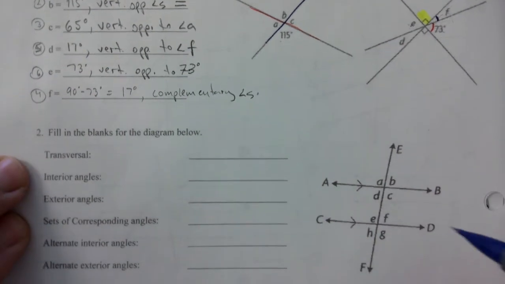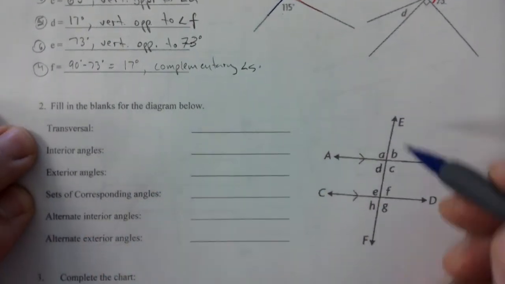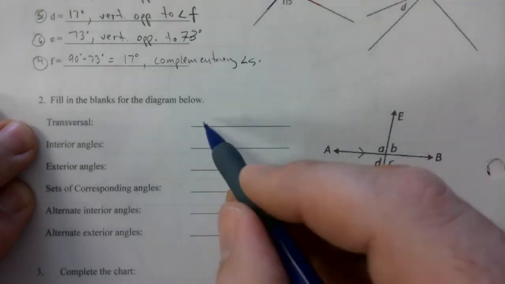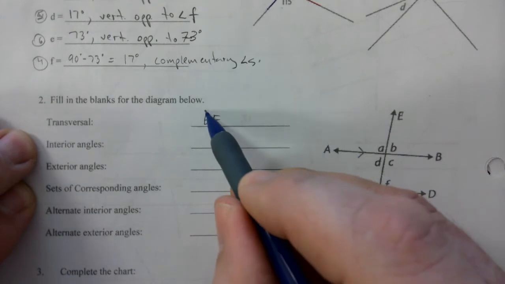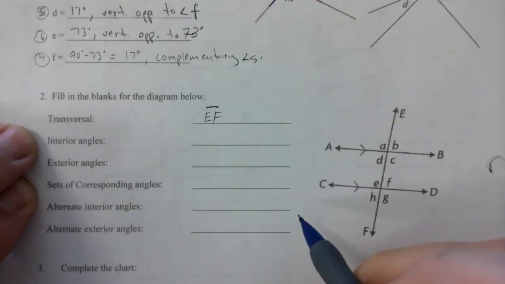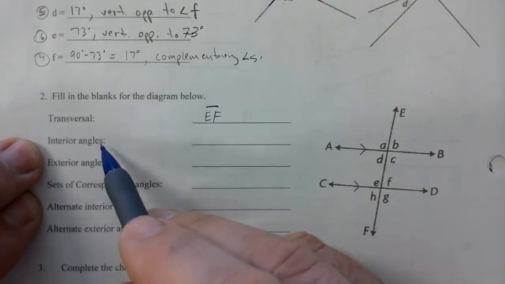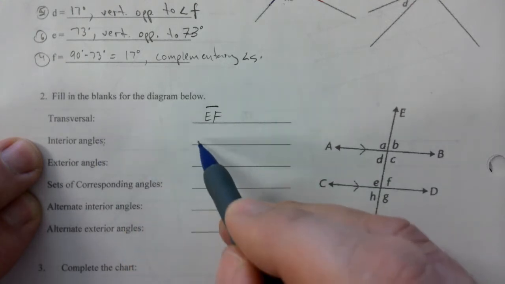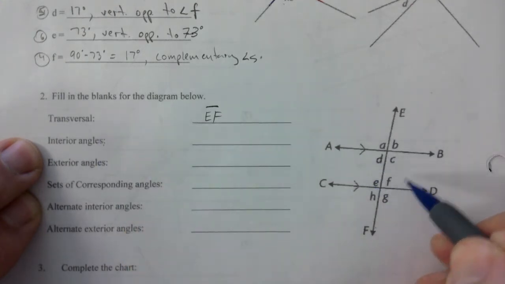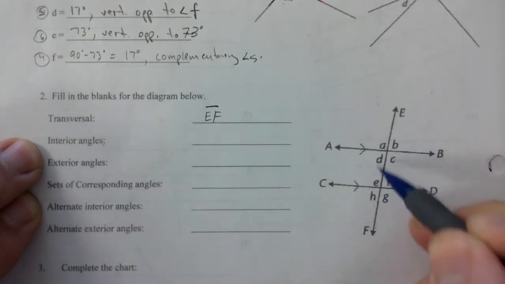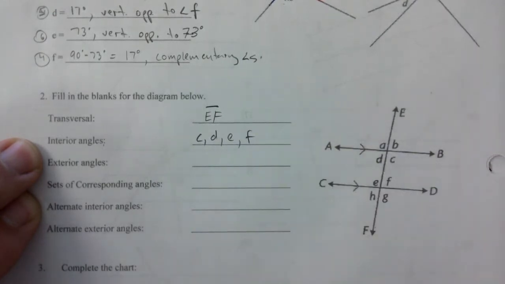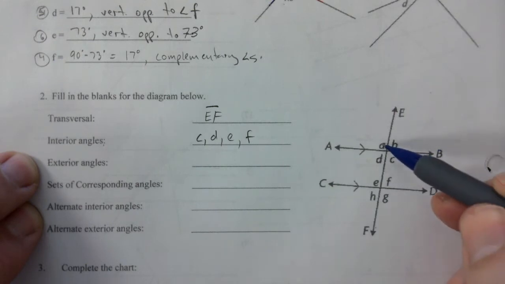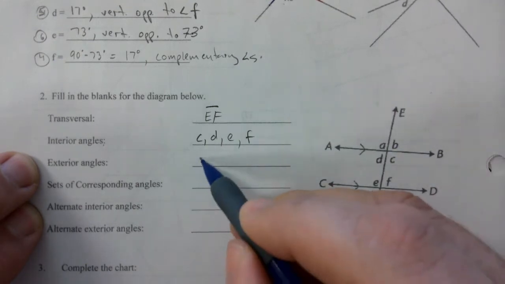Okay, so fill in the blanks for the diagram below. So E to F, that'll be your transversal. Sometimes you have a little segment on top. It's not crucial. What are my interior angles? It would be all the ones that are inside the two parallel lines. So C, D, E, F. Okay. Exterior angles: A, B, H, G.